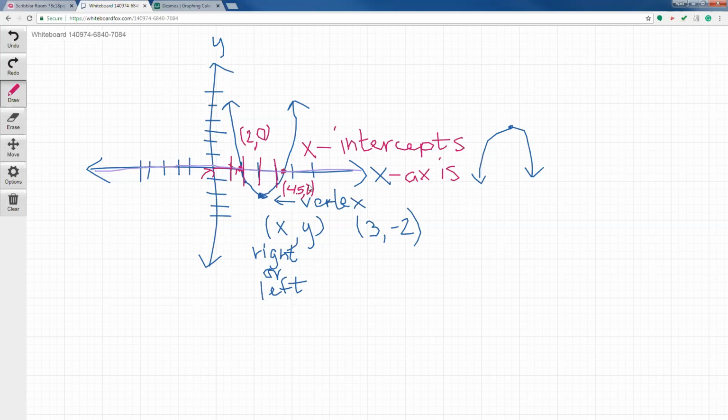Okay, so 4.5, we're about halfway in between, so we put that 0.5 on the end. So what is that called though? What x is that? Is that an intercept? That is also an intercept. This graph has 2 x-intercepts. It has the x-intercept 2, 0, and it has the x-intercept 4.5, 0.